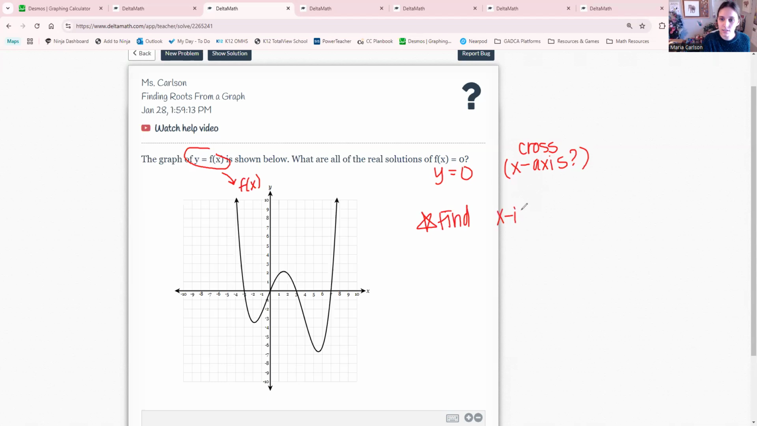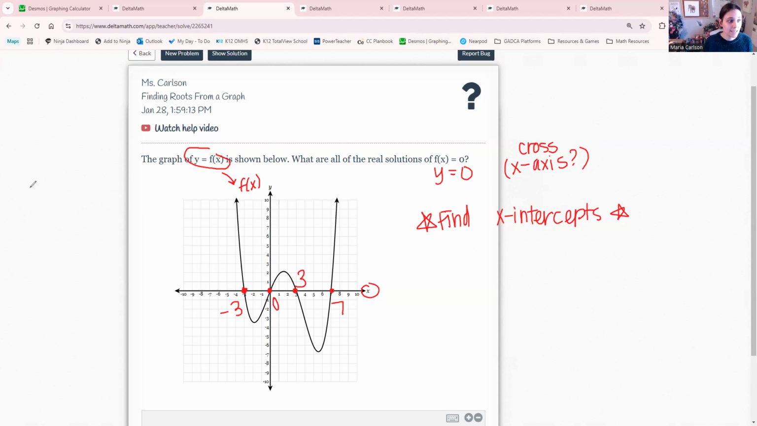Find x-intercepts, which hopefully you maybe already have started doing. And if I look where we cross this x-axis, I notice we cross at -3, at the origin, so that is a value of 0. We cross at 3 and again at 7.